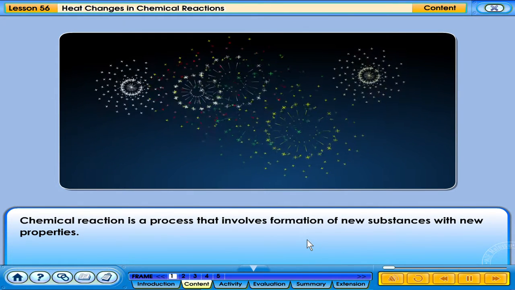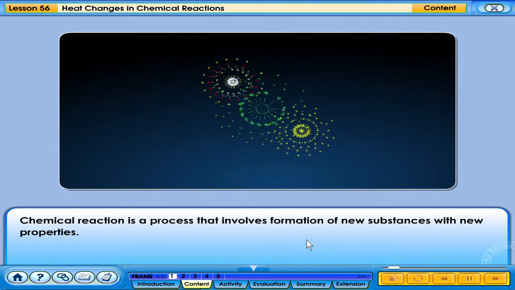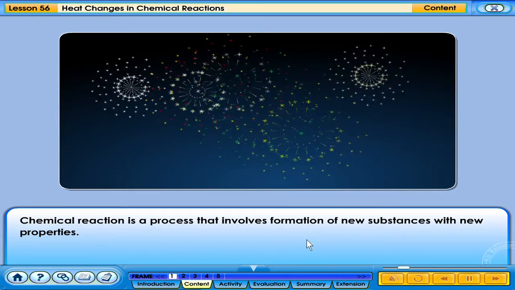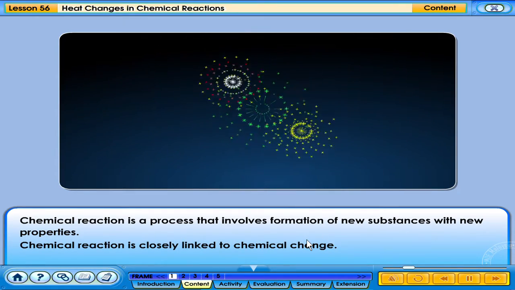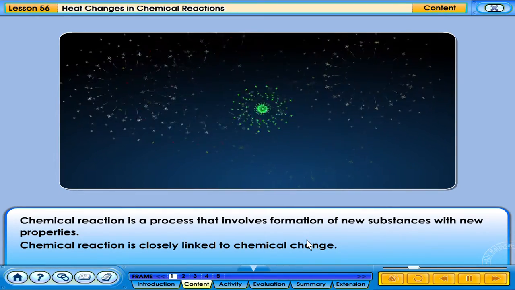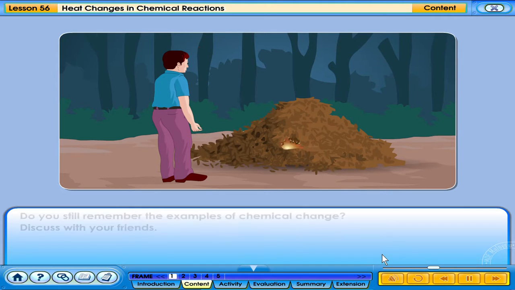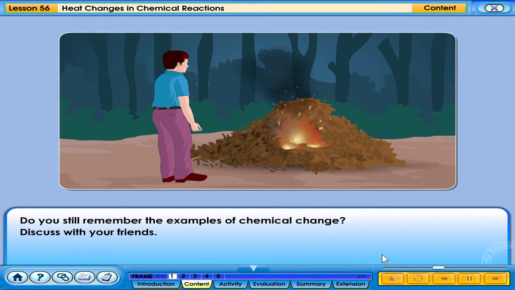Chemical reaction is a process that involves formation of new substances with new properties. Chemical reaction is closely linked to chemical change. Do you still remember the examples of chemical change? Discuss with your friends.